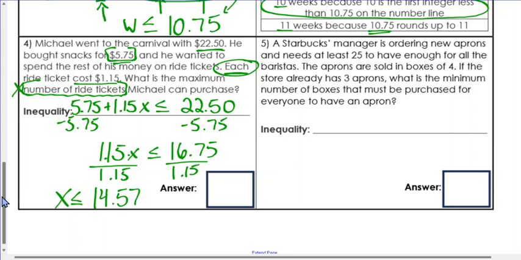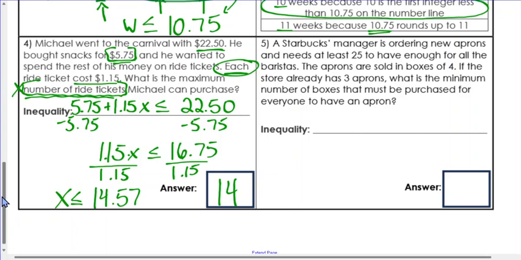But I can't buy a half a ticket. That just doesn't make any sense. I'm looking for a whole number of ride tickets. So I'm thinking about what's the biggest number that I can actually buy that's less than 14.57. That's just going to be 14. I can't buy the 15th ticket. I don't have enough money for that. Or Michael doesn't have enough money for that.